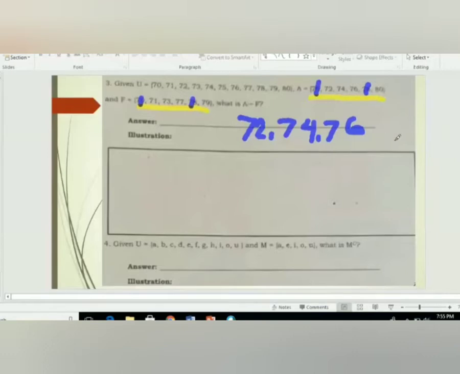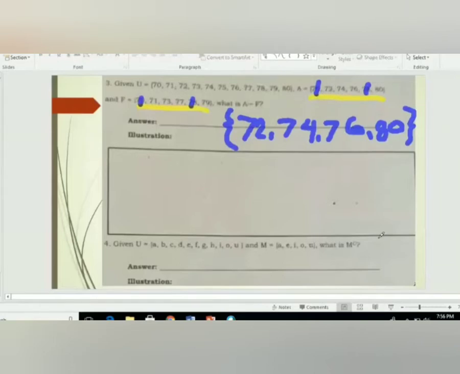80, yes, there's no 80. That's the last element in A. Okay, there's no 80 here, so we include 80 in our A minus F. Okay, so don't mind about 79. The question here is, what is in A? What are the elements in A that cannot be found in F?